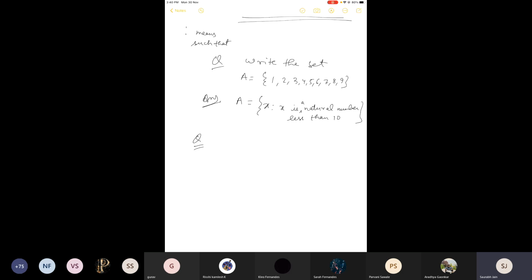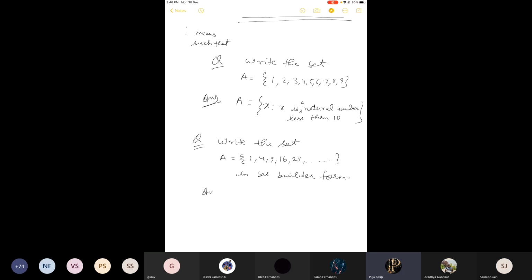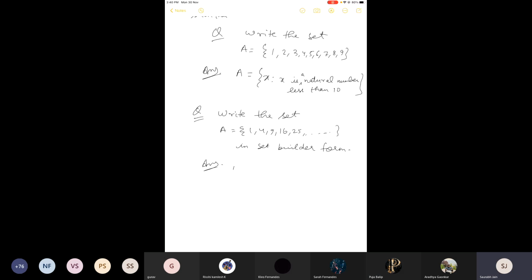All right, let's take the next question now. Try to write this in set builder form. Write the set A equals 1, 4, 9, 16, 25, and this goes on, in set builder form. Who can write this? X such that X is a square of natural number. Yes, very simple. Good. So X is such that X is square of natural number.